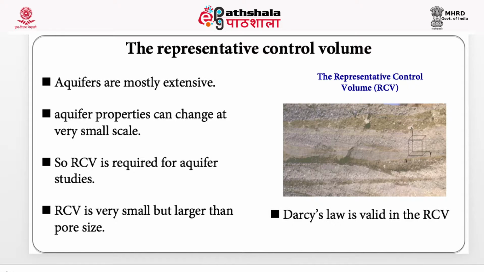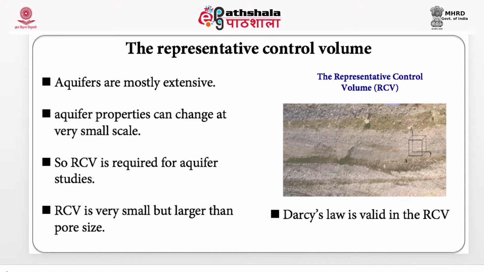Let us begin with the aquifer, the model aquifer, so to say. The model aquifer is actually called a representative control volume. Why is this required? Because aquifers are mostly very extensive, but their properties change on a very small scale, and this can be seen in the figure on the right. As you can see, their property is changing in each layer, and they are changing on a very small scale. When I impose a small unit on it, you can already see the changes in the properties.